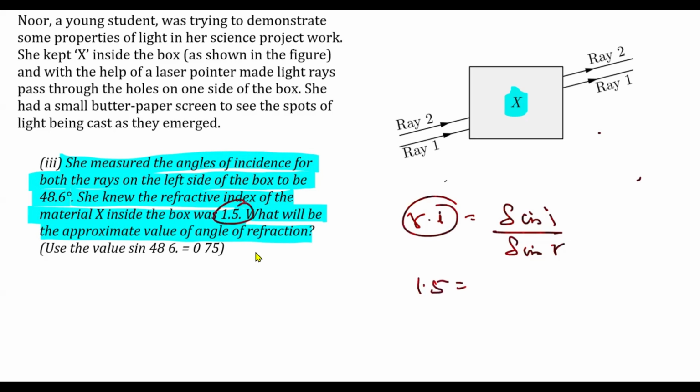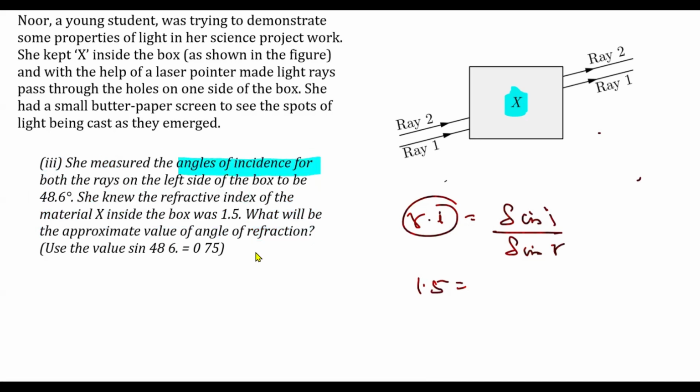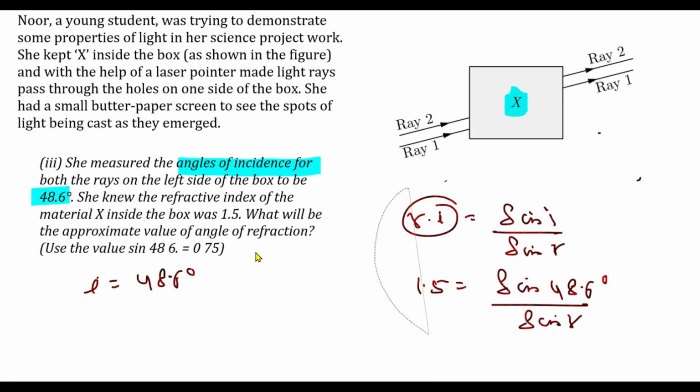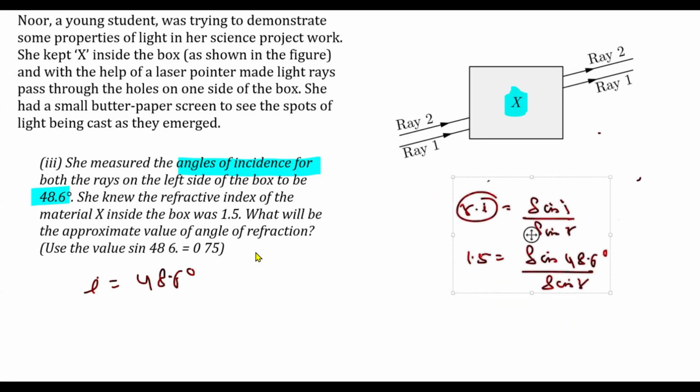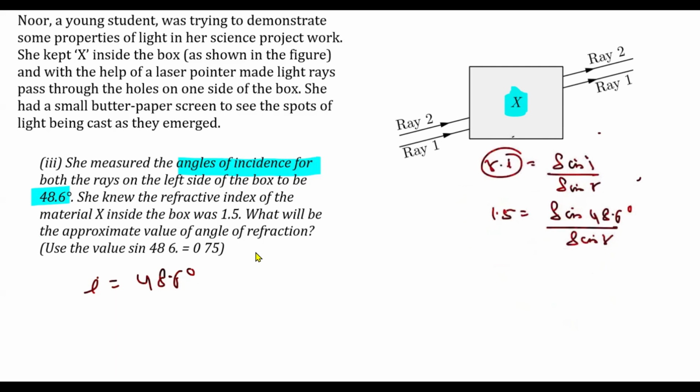So let's replace it. What we know is the angle of incidence. She measured the angle of incidence, right? And it is found to be how much? The angle of incidence I is given as 48.6 degree. So I'm going to replace this I with sine 48.6 degree, divided by sine R. So now we have to get the value of sine R. In fact, we have to get the angle of refraction. So if I do cross multiplication, I can say sine R is what?